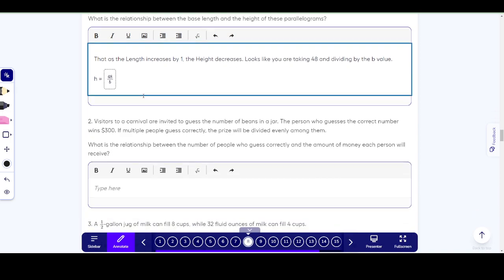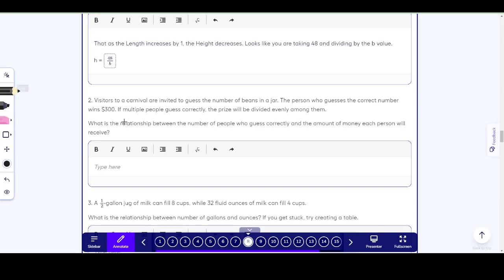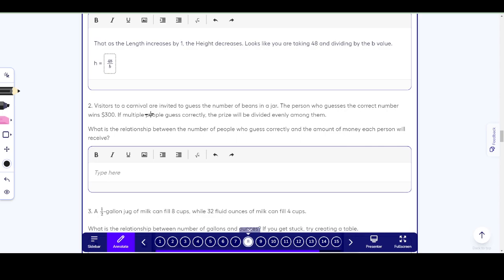Okay. Let's try the other one. Visitors to a carnival are invited to guess the number of beans in a jar. The person who guesses the correct number wins $300. Woohoo! If multiple people guess correctly, the prize will be divided evenly among them. Ooh, so it's already telling you what to do. If more than one person gets it right, you will divide the amount evenly.